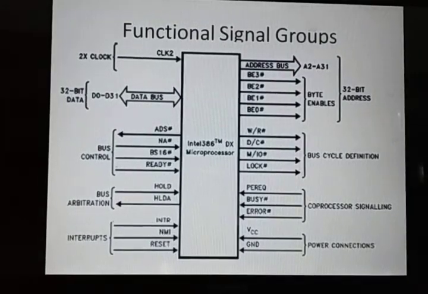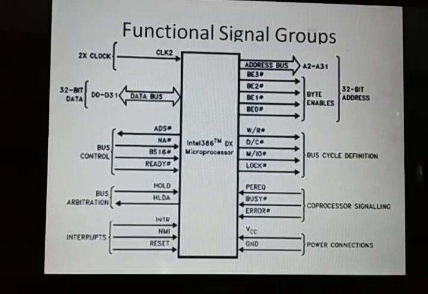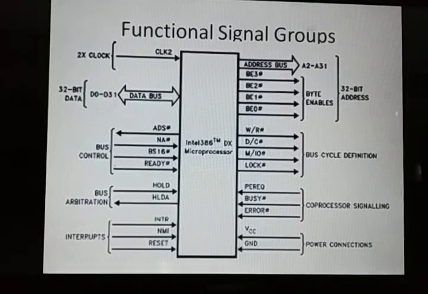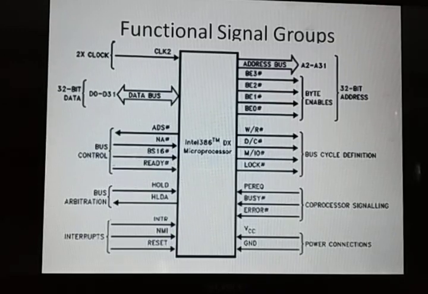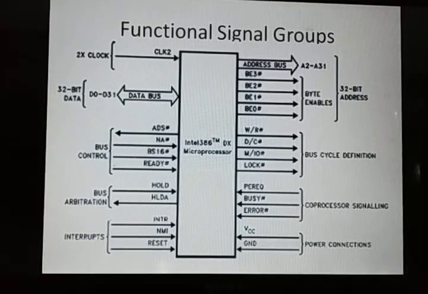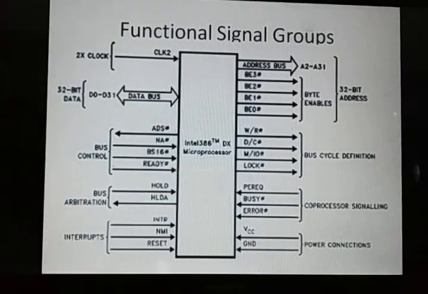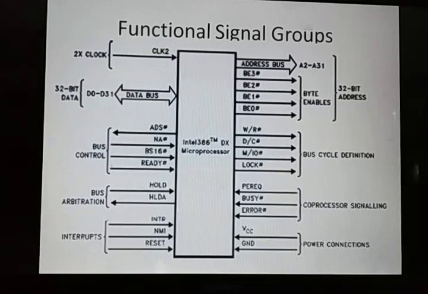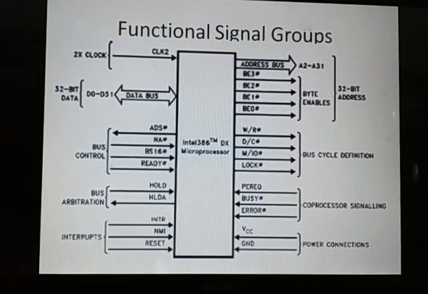So this is the functional signal group, or we can say that this is the pin diagram of 80386. The pin diagrams of 80386 and 80387 are the same. We have discussed this also in previous lectures, that this diagram contains the functionality of both 80386 and 80387.